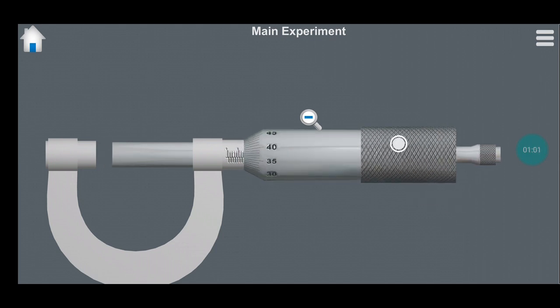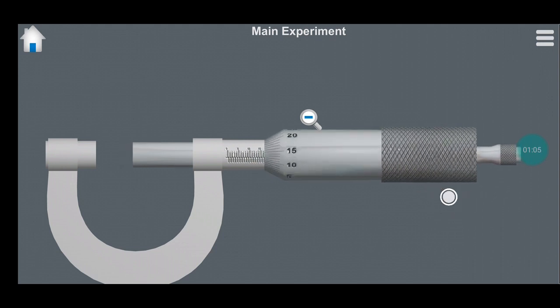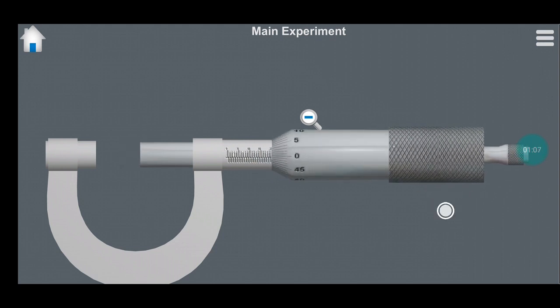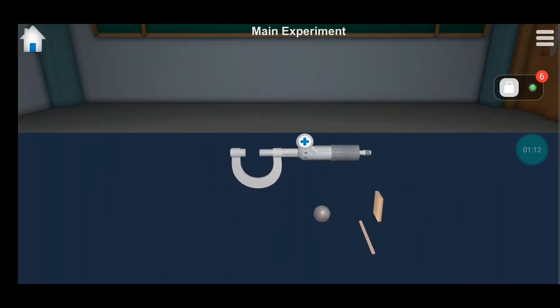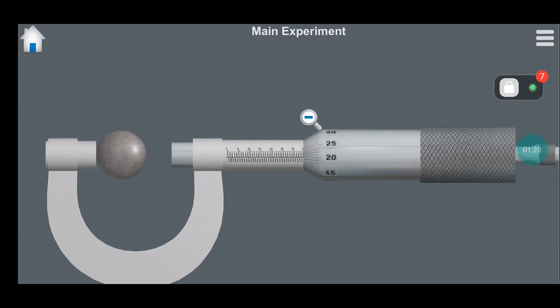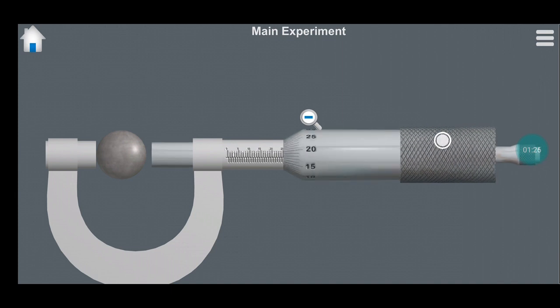So let us open it and start measuring the diameter of the sphere. First of all we do that. So where I am rotating it from, it is the ratchet. Ratchet means to rotate this very gently. So we will place this sphere. Now we will start rotating it, till it fixes gently in it.